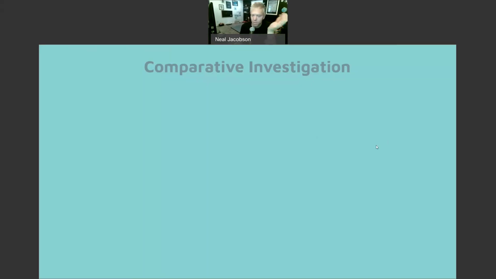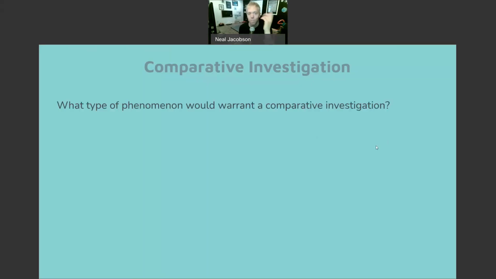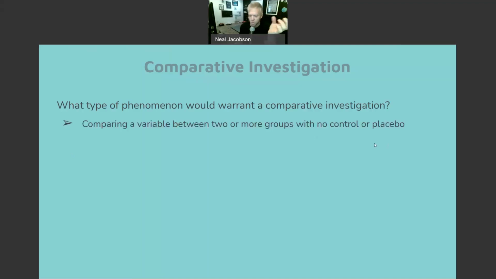Okay, so when we get into comparative investigations, let's talk about what kind of phenomena would warrant that. So if we want to take a variable such as THC potency or at what altitude water boils, we're comparing that variable between two or more groups with no control or placebo, and that's the important part. A comparative investigation appears a lot like an experimental one. The big red flag, green flag, or whatever you want to call it, is that a comparative investigation will not have a control. There won't be a placebo group involved.